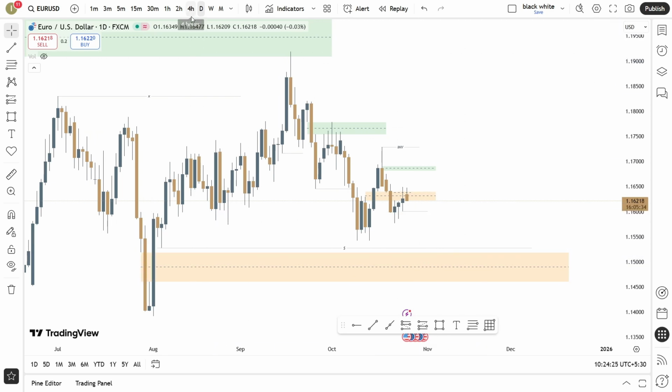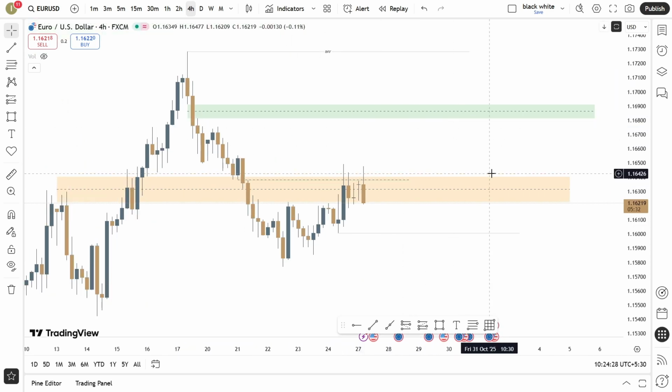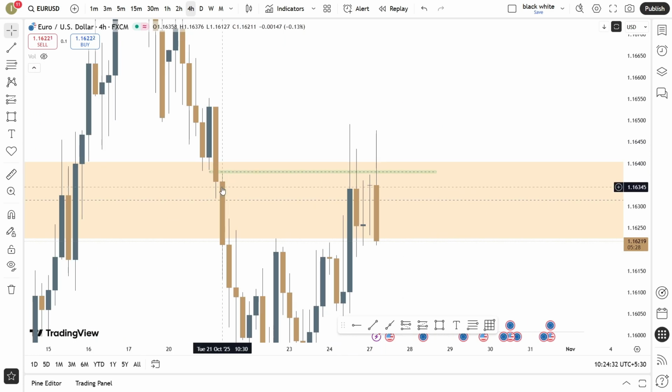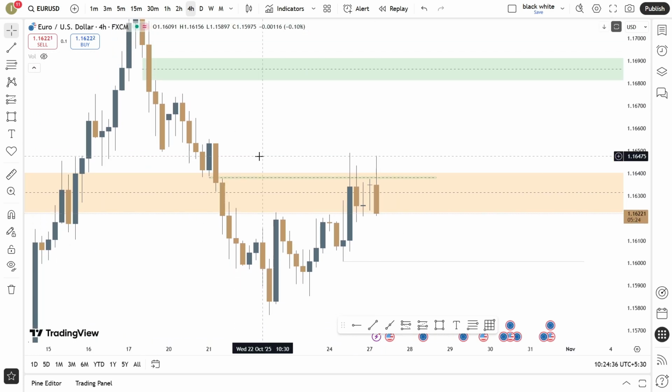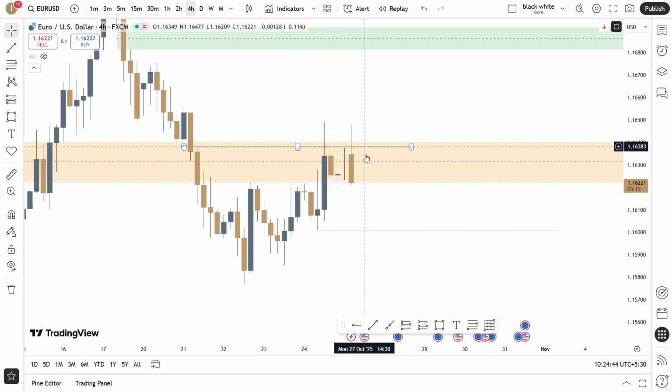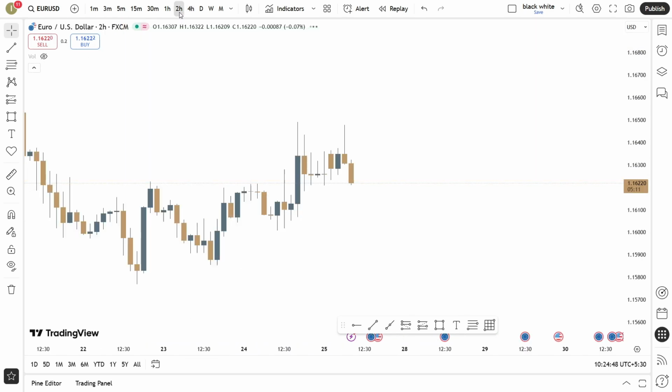Now let's move to the 4 hours. As we move into the 4 hour, what we see is that the price seems to be respecting this only left FVG in this leg. If the price is going to disrespect it, most likely we are going to face some kind of resistance in this particular area. But for now, we are respecting this level. So let's move to the 2 hours now.